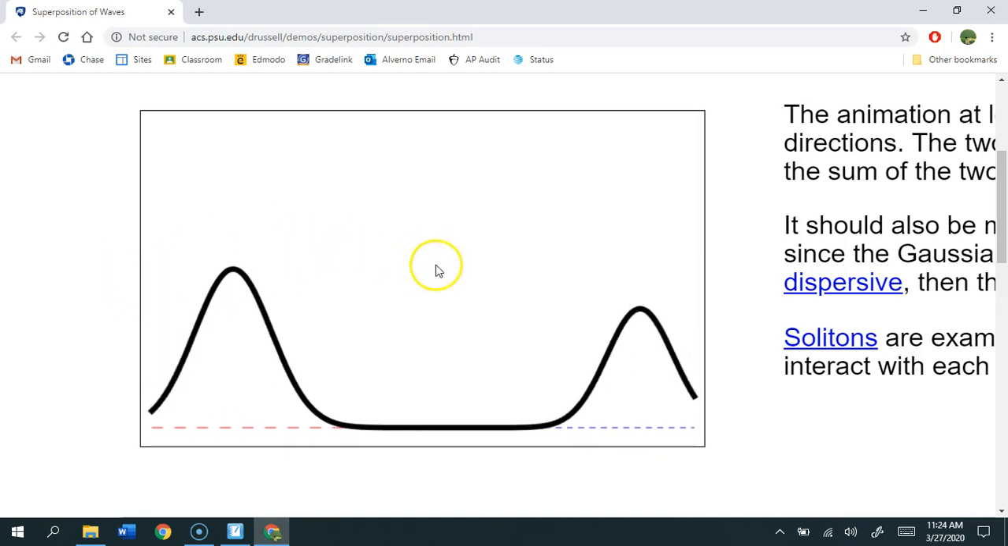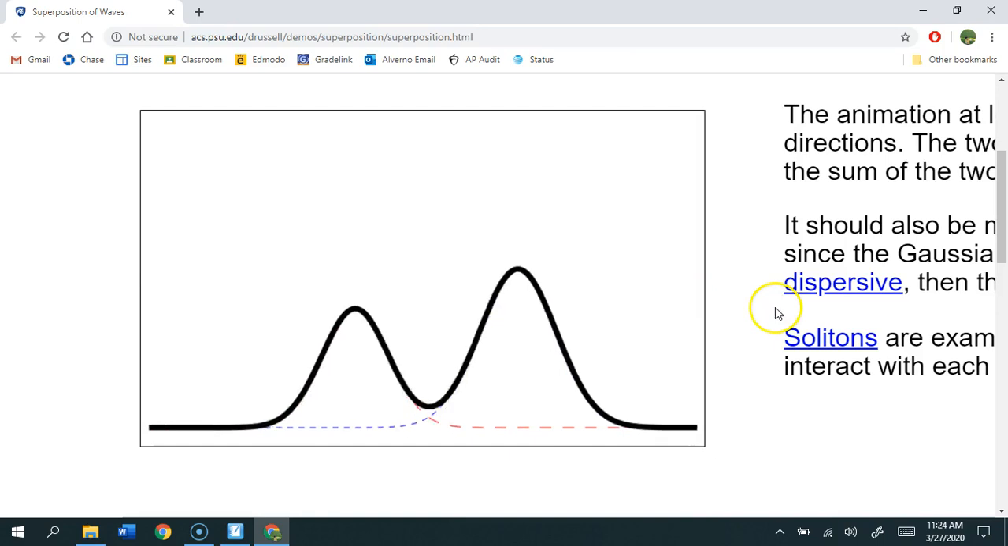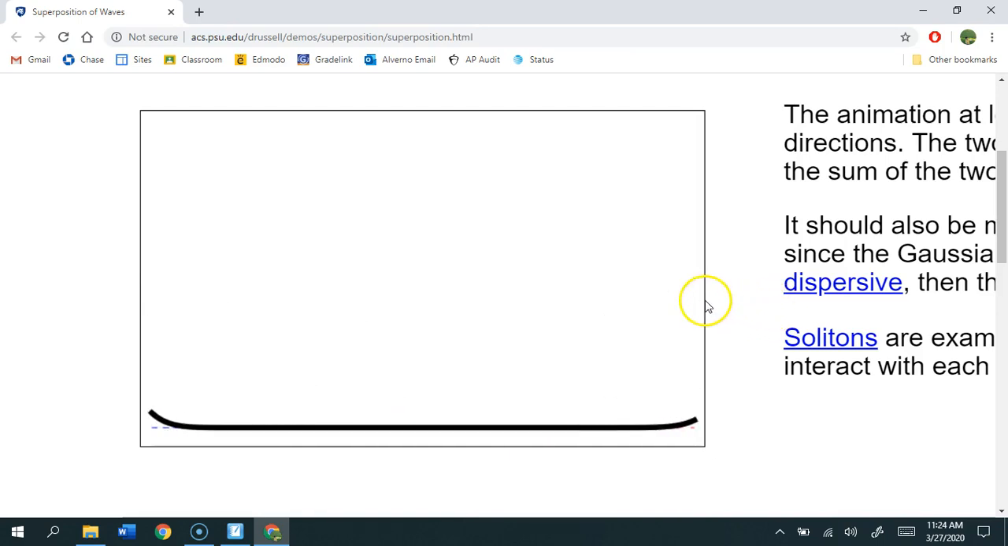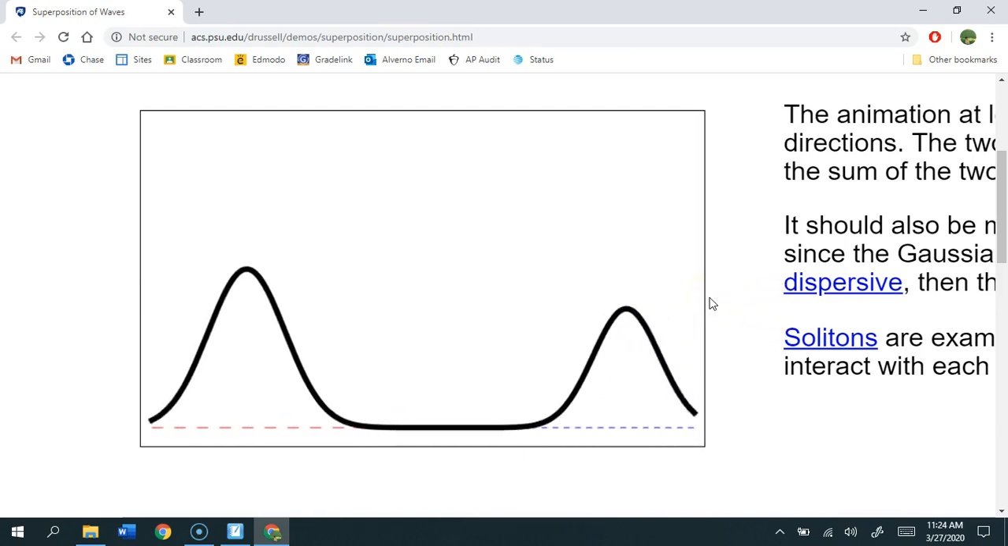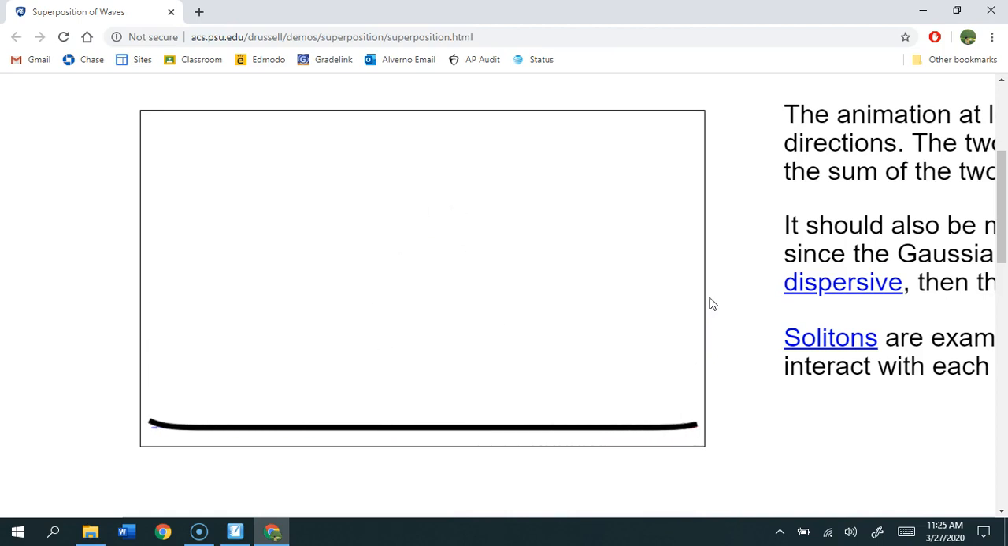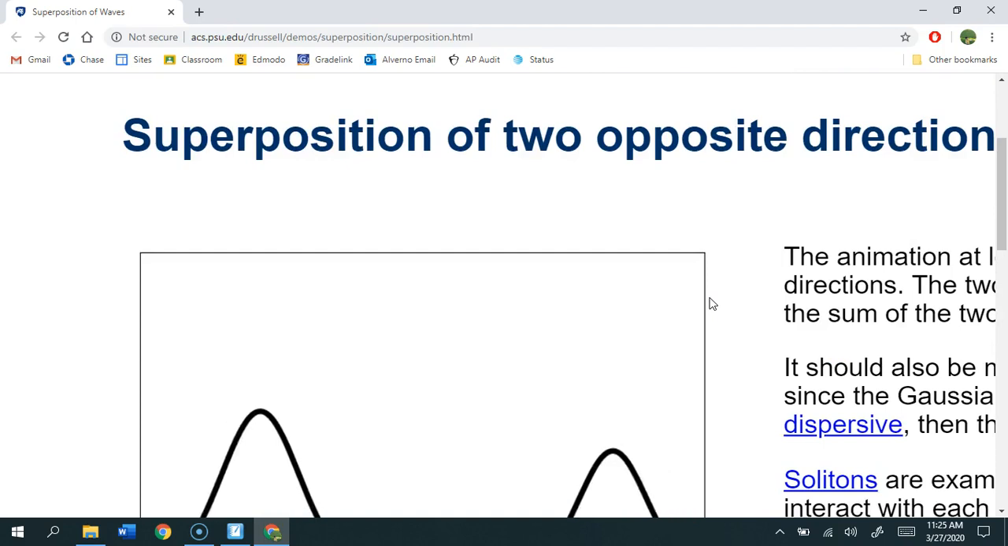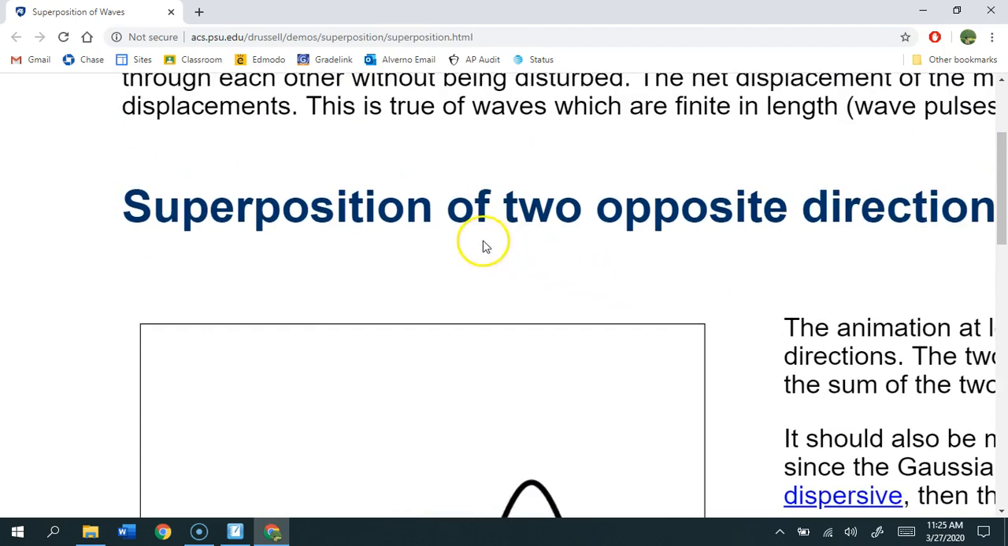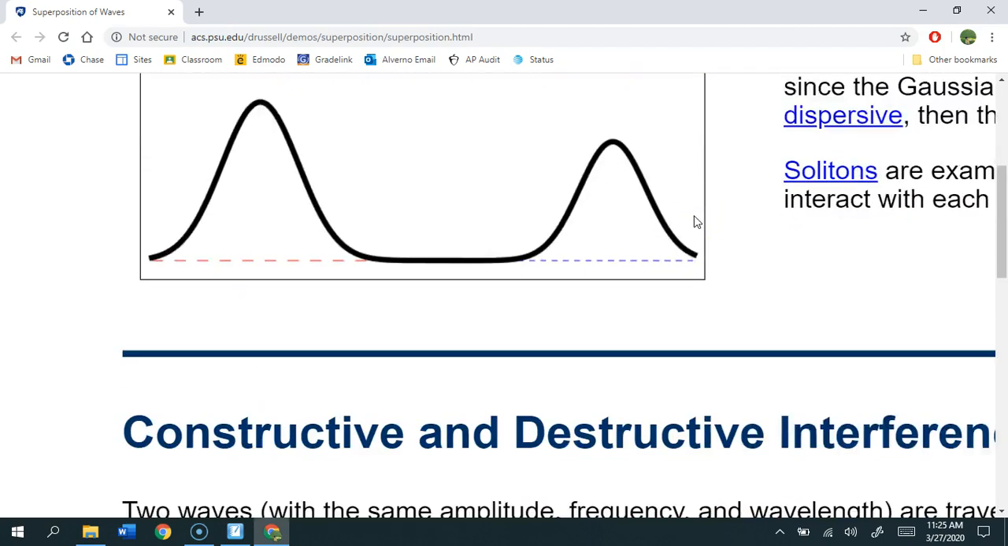It has the same amplitude, same frequency, it just continues in its direction. So it's interesting. Even though they crash into one another, they don't change forms. They just continue after the crash, right? So this is called the superposition of two waves that are really going in opposite directions.